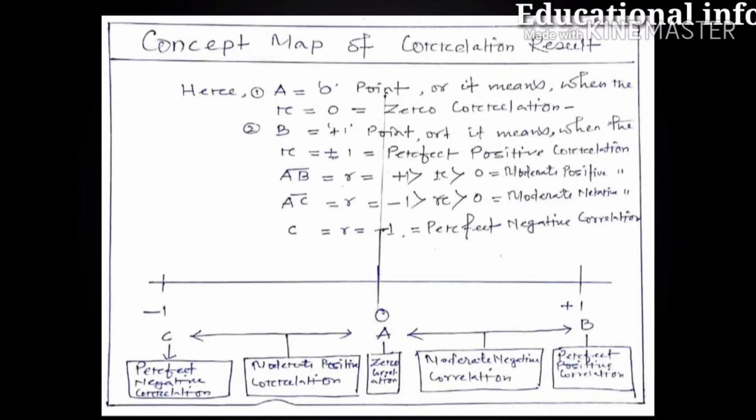Here is a concept map given below, where a is the point of 0, which is known as the zero correlation, and b is the +1 point, which is known as the perfect positive correlation, and c is the -1 point, that is perfect negative correlation. What lies between the points a and b is known as the moderate positive correlation, and what lies between the points a and c is known as the moderate negative correlation.